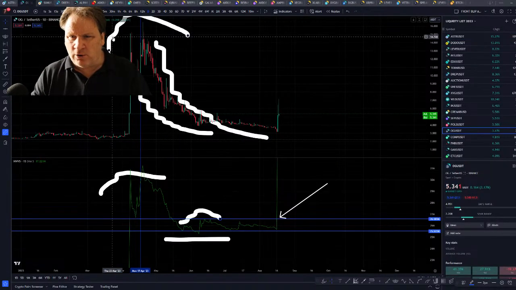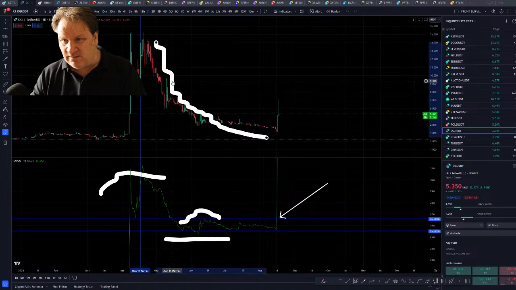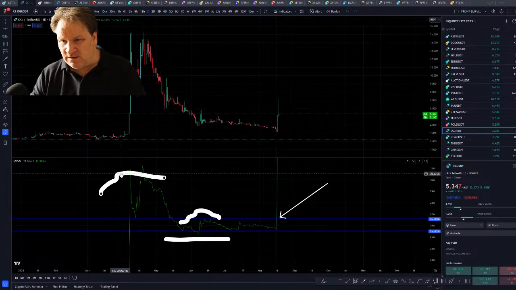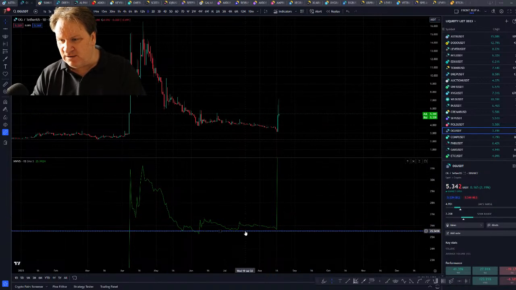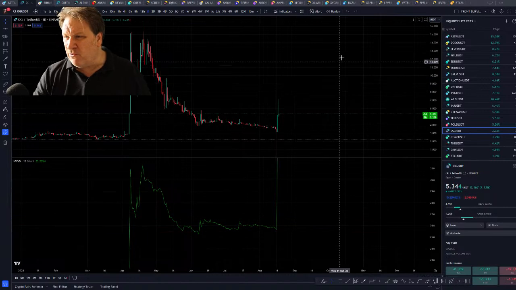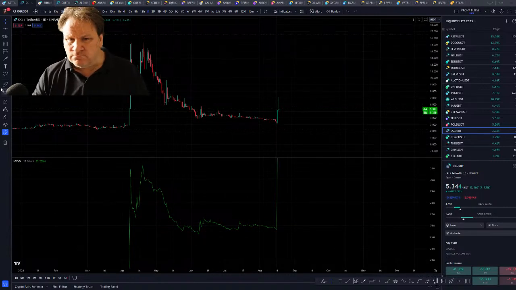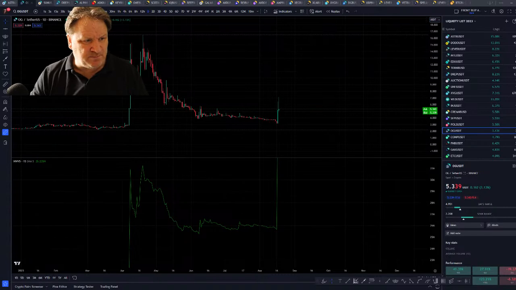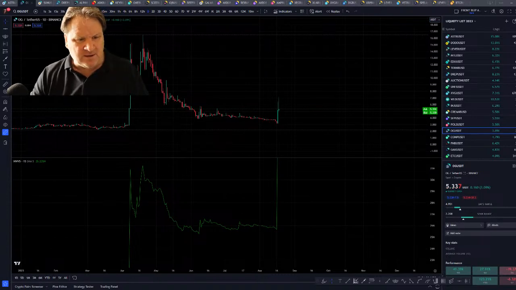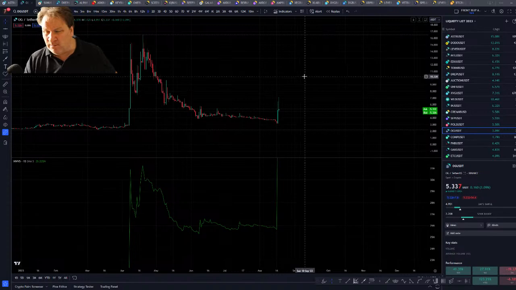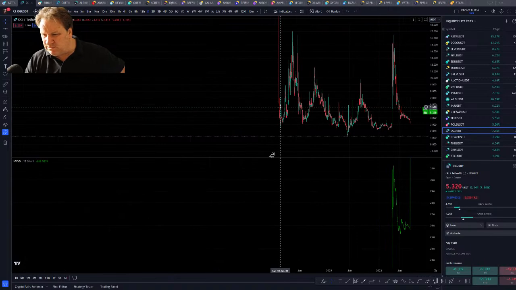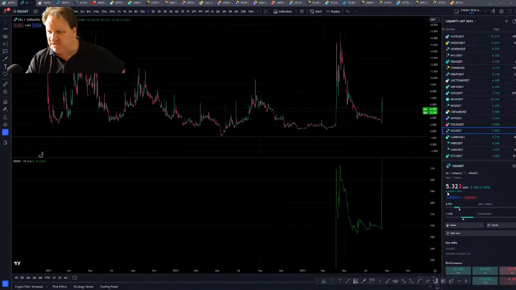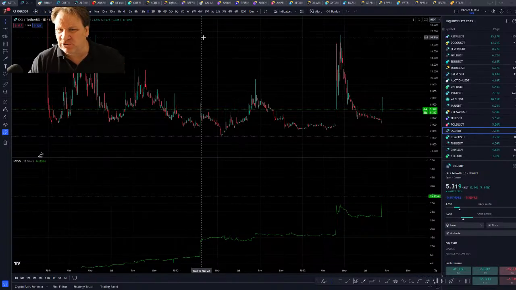So here we've got OG. If I just delete these other lines from tutorials I was doing for my students, I'll just show you how Newton's wave works. So this is the macro. This is OG on the macro. What I mean by macro, it goes back all the way to 10th of Jan 2021. So this is the macro picture.